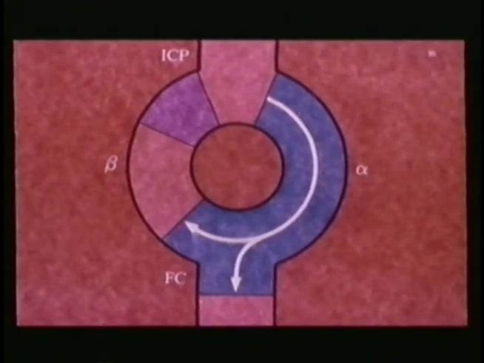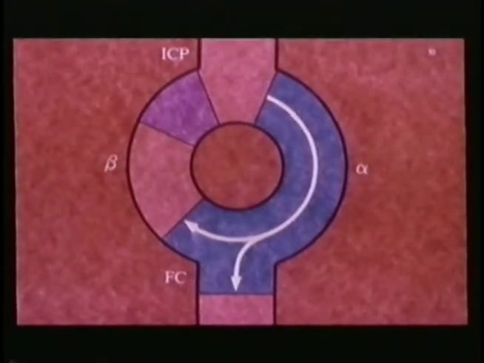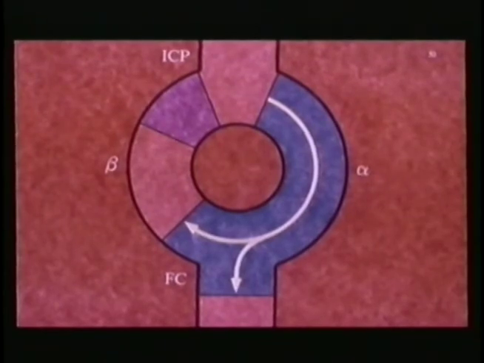50. The impulse then enters the unused element, beta, and traverses it slowly in the retrograde direction.